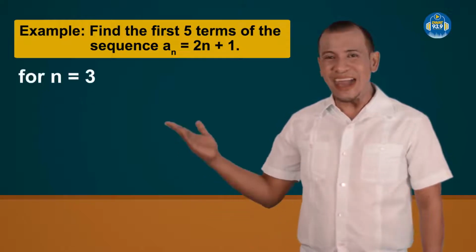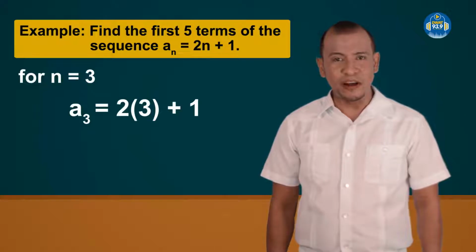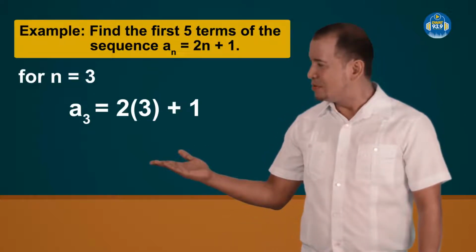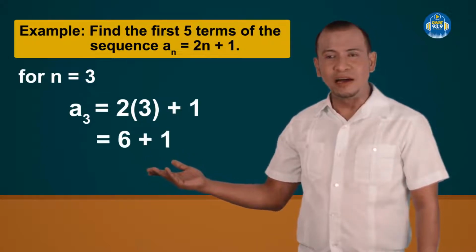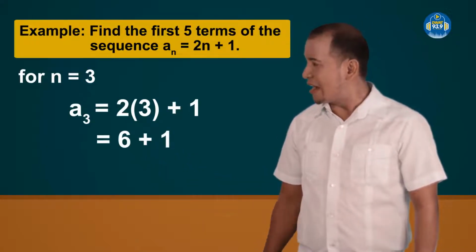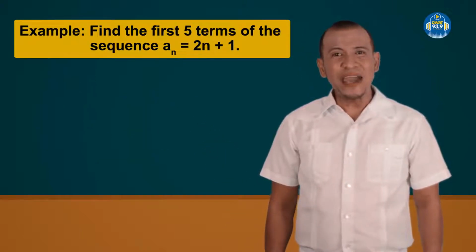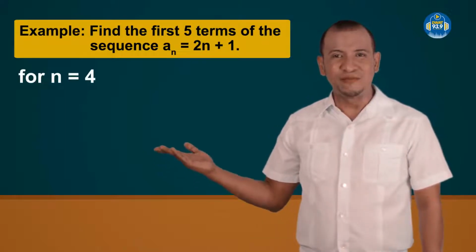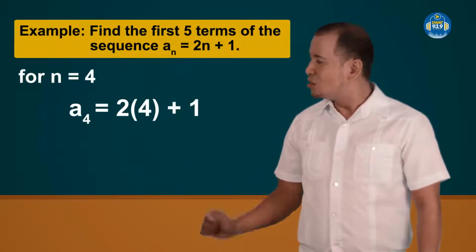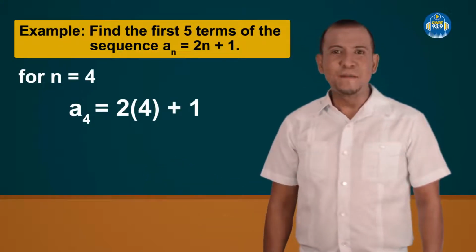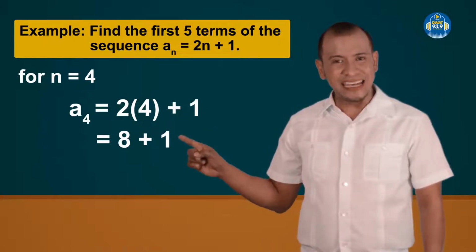Now, for n equals 3, a sub 3 therefore is 2 times 3 plus 1, which is equal to 6 plus 1, and that is equal to 7. Moving ahead, we have n equals 4. A sub 4 therefore is equal to 2 times 4 plus 1 equals 8 plus 1, and that is equal to 9.